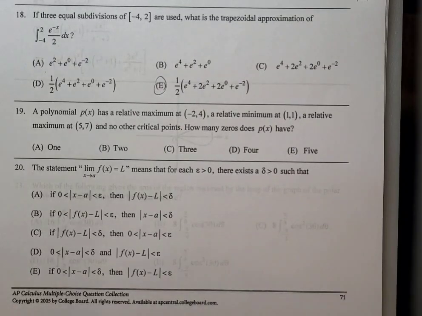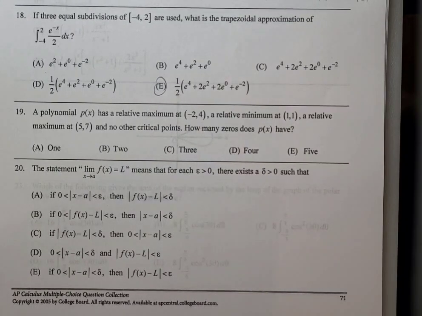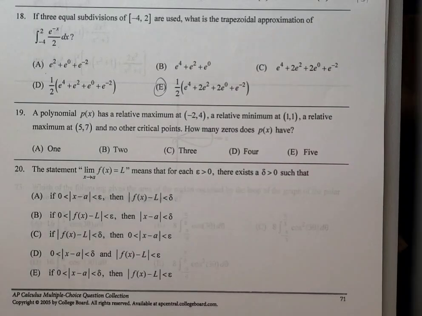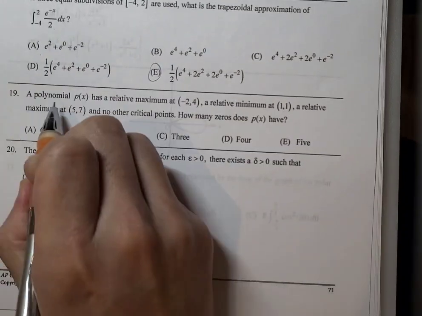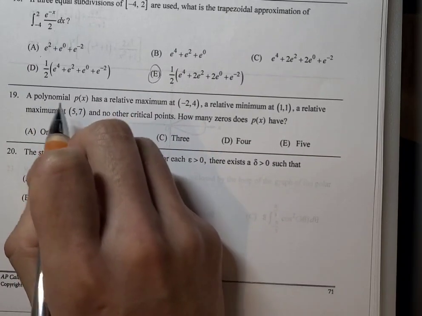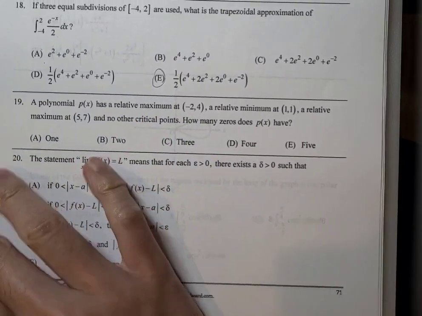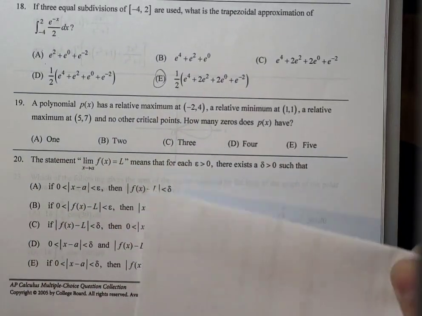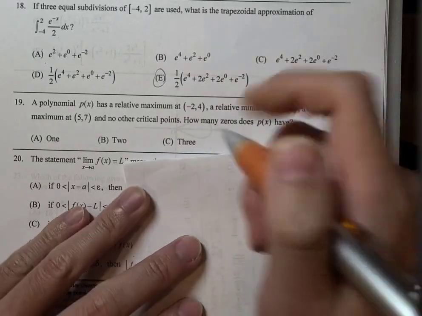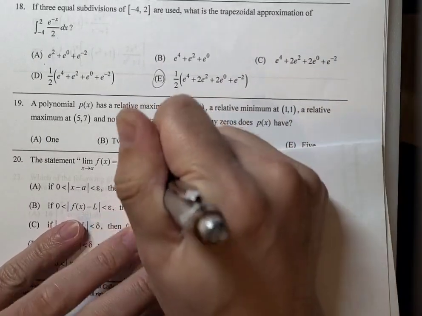Okay. Polynomial p of x has a relative max at (-2, 4), a relative min at (1, 1), and also a relative max at (5, 7). No other critical points. How many zeros does p of x have? Okay, so we can even sketch how this looks. So key things are polynomial, that should signal continuity and differentiability. Okay, relative max, relative min, relative max. We can sketch how it looks real quick.